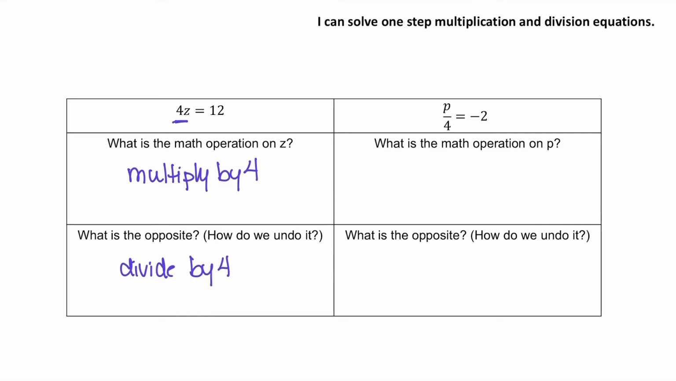Let's look at this problem. We have p over 4 equals negative 2. When it's written like that, we know that we are dividing by 4. So the opposite of dividing by 4 is to multiply by 4.